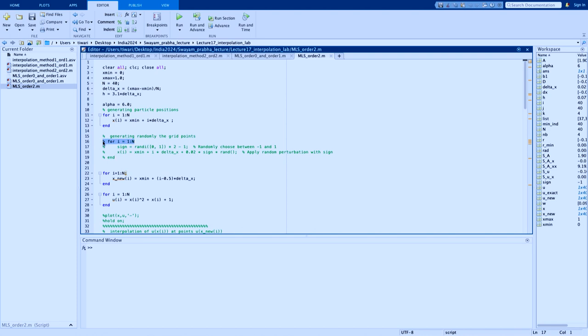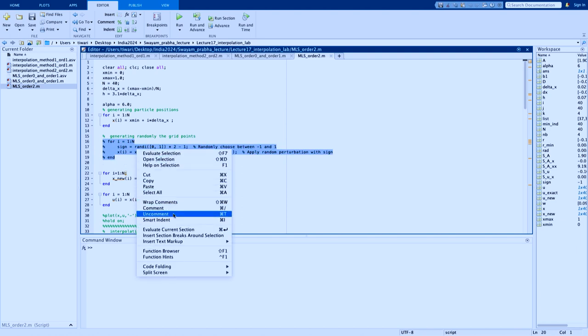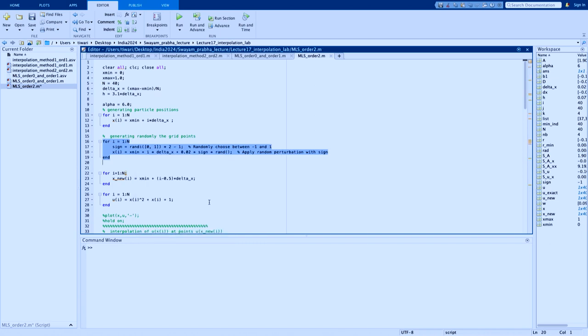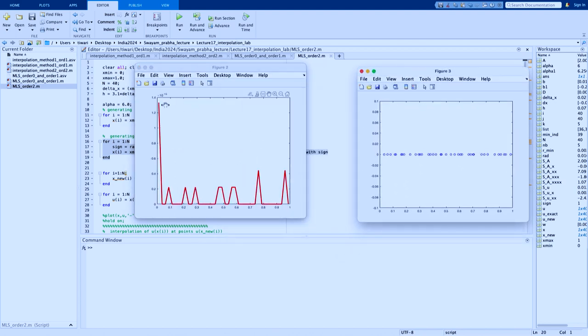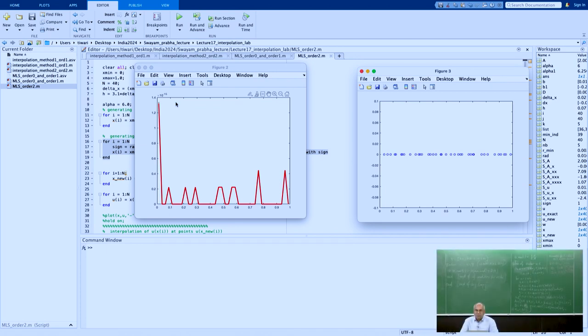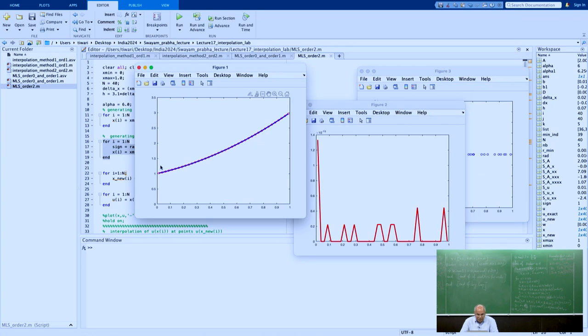irregular points. Let us start with the irregular points, with the same function. We hope we should get a much smaller error. So it is 1.4 times 10 to the power minus 15. So it is really very, very small. How do you expect better than that? So this is the plot between the exact and numerical solution. It looks always the same.